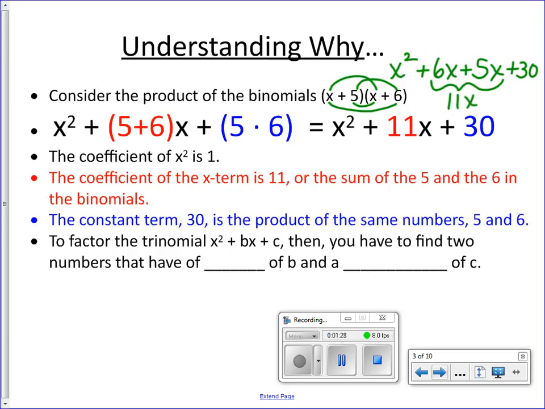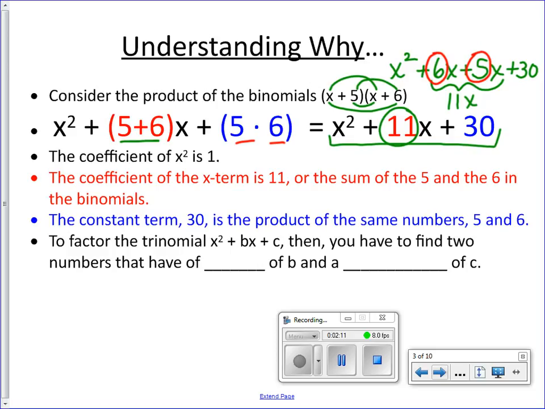All right, so what we want to do is we're going to do the opposite of what we've been doing. We're going to start with the product and determine the two factors. So what we want to notice is that the 11 right here is made up of the 5 plus the 6. In other words, when we FOIL it, we get 11 by taking the 6 plus the 5. And our last term is the product of the last two terms, 5 and 6.